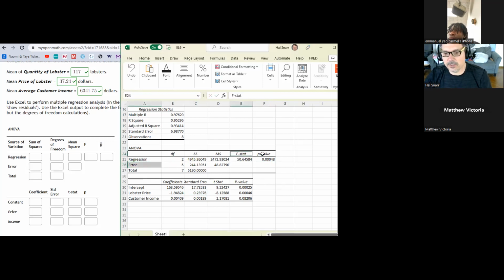So these are the changes here, right? Most statistical packages call it error instead of residual. They call it F-stat instead of just F, and they call it a p-value instead of significance F. So you want to make these 3 changes to it that I put in red.